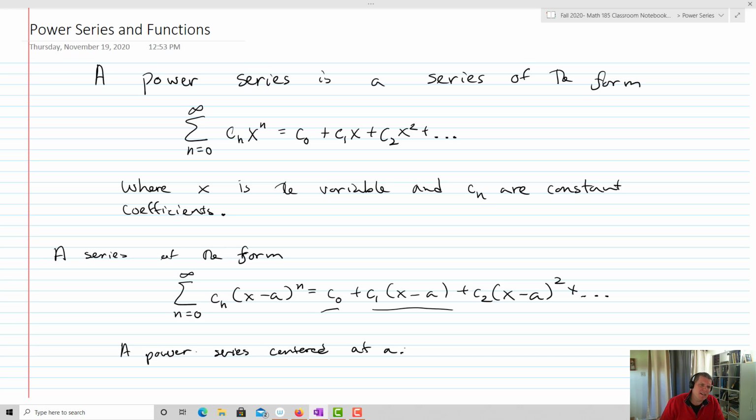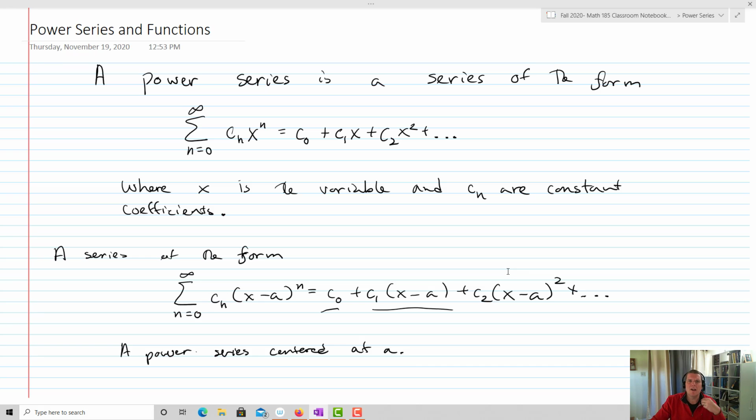Basically, if we plug in a, obviously we're going to zero out everything other than the constant C0. Excuse me, I end up with something undefined for C0. But that's a power series centered at a, and we have a power series centered at 0.